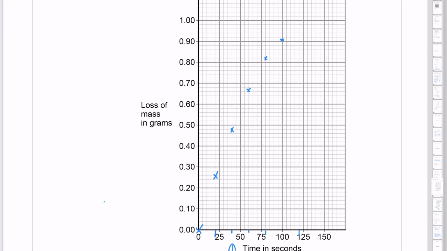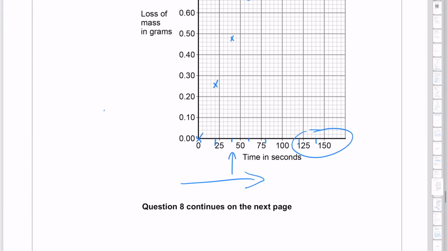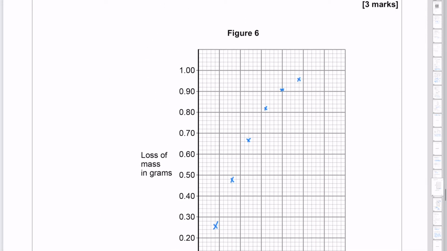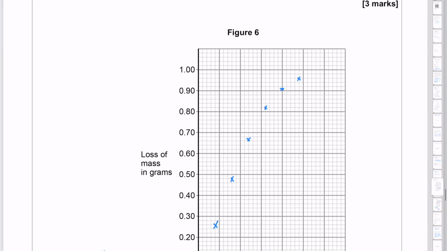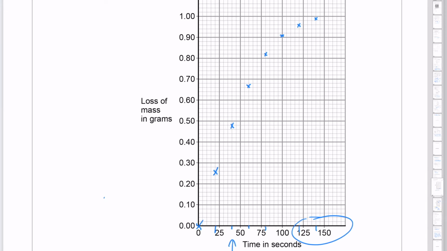The next one is 120, and for 120 it's 0.96, which is there. Lastly, 140, which is 2 off the 150, and the plot for that one is 0.99, which is there, and we don't actually reach the 1 gram mark. Next we need to draw a line of best fit.